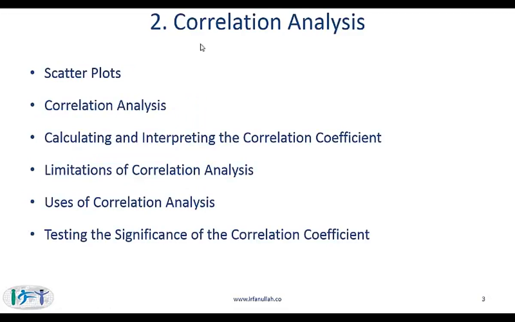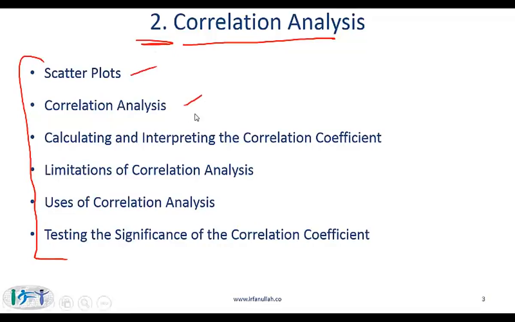Okay, let's start with correlation analysis. Here are the subsections in section 2. And again, all these numbers are based on the curriculum. We'll talk about scatter plots, the basics of correlation analysis, how to calculate and interpret the correlation coefficient. We've seen this at level 1, so this is a recap. What are some of the limitations, the uses?